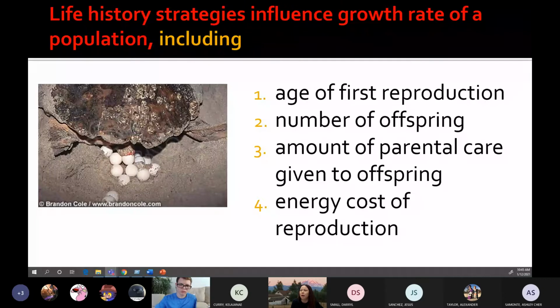And then the energy cost of reproduction. So how much of the female's energy, and even the males' when it comes to keeping the female happy and healthy and able to reproduce.